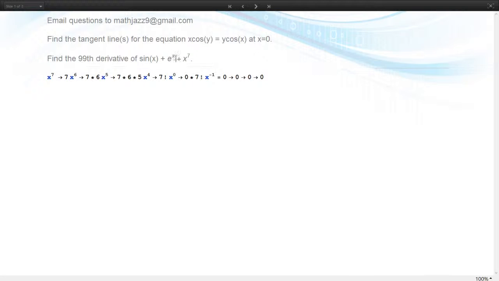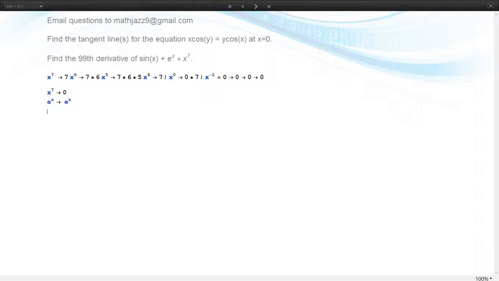So now we look at e to the x. Well, e to the x is its own derivative. So every time we take the derivative, we just end up with e to the x again. So the 99th derivative of e to the x is still e to the x. So let's write these down. X to the 7th goes to 0. And e to the x goes to e to the x.